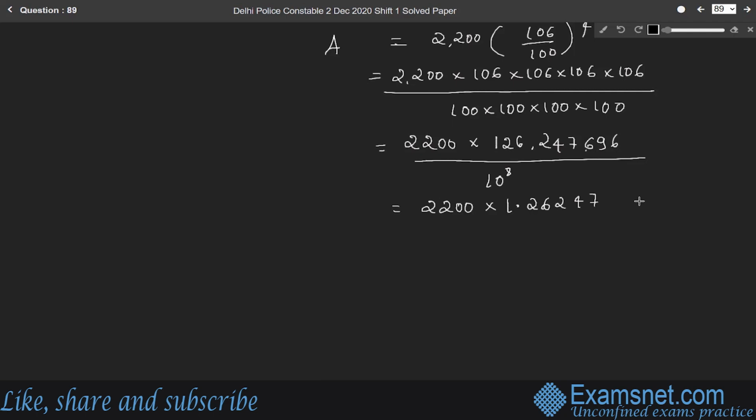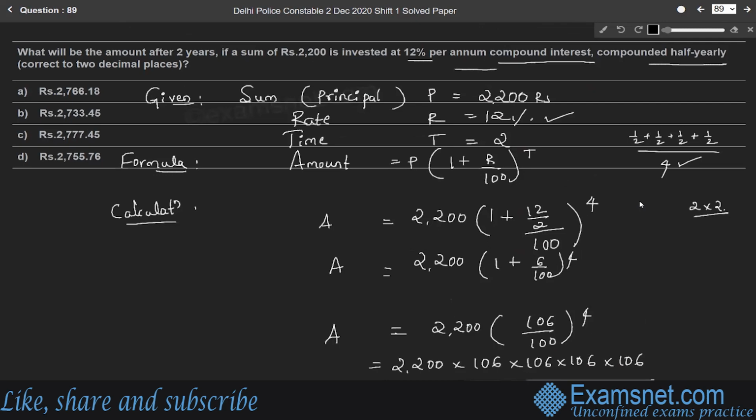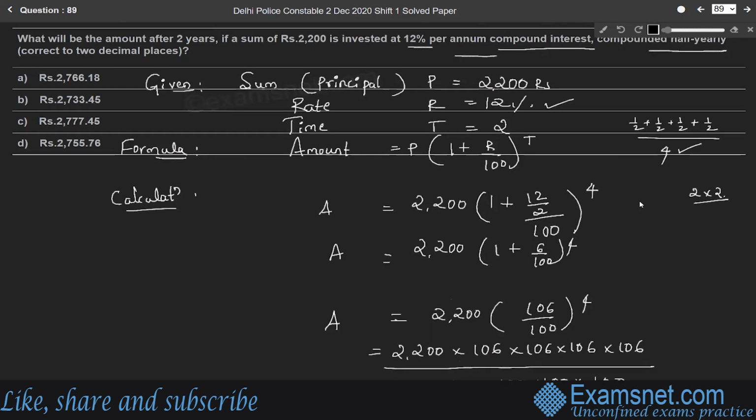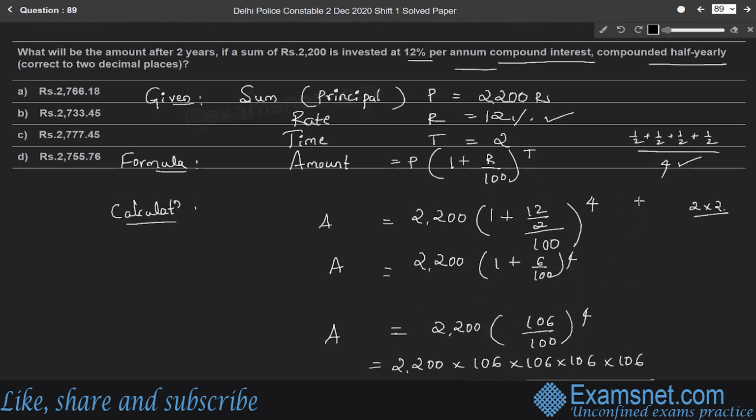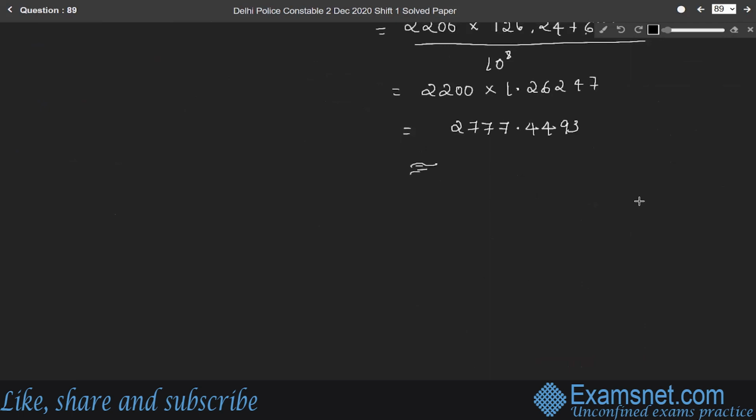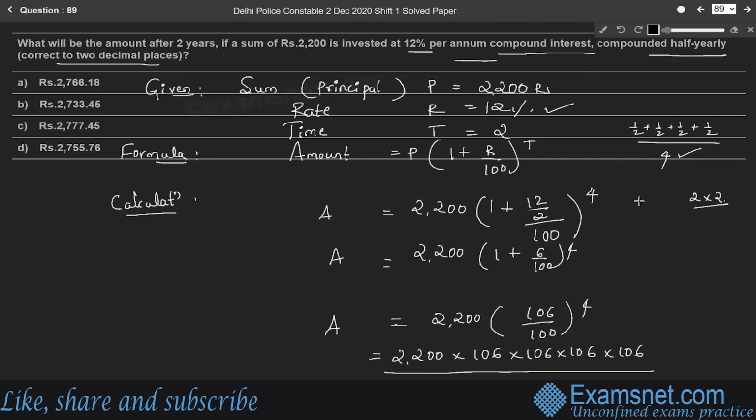So this gives 2777.4493. So what is asked in the question? Correct to 2 decimal places. So we can write it as approximately 2777.45. So correct to 2 decimal places. Hence option C is the right answer.